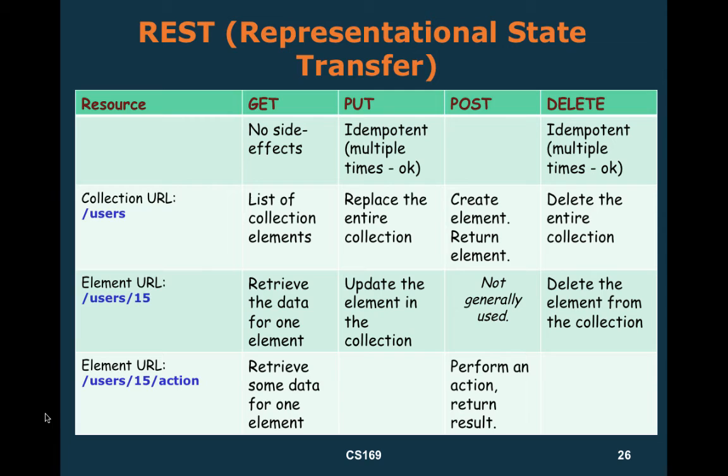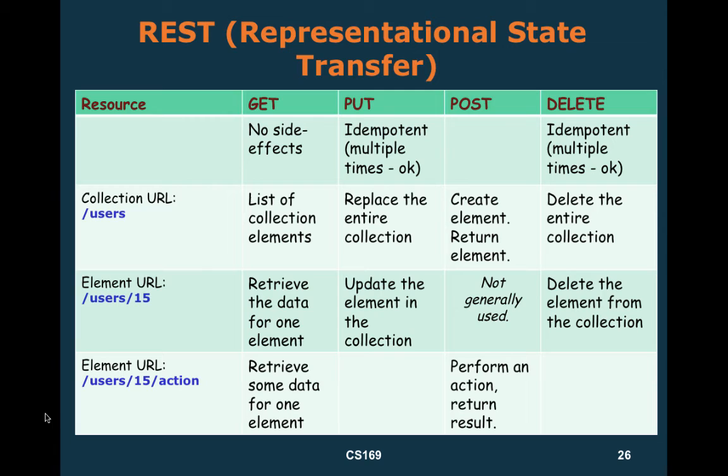If you want to refer to a specific element of a collection, you put a slash and some identifier of that element. Let's say the identifiers are numbers, you'll write users slash 15. A get request gets you the data for one element, a put request updates one element, post is not used in this format in general, and a delete request is how you delete one element. Okay, so these are URLs that refer to one element of a collection.